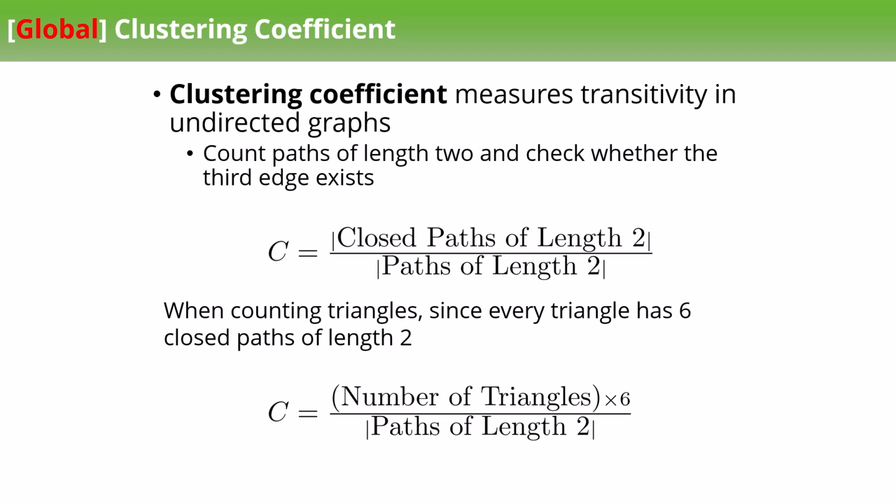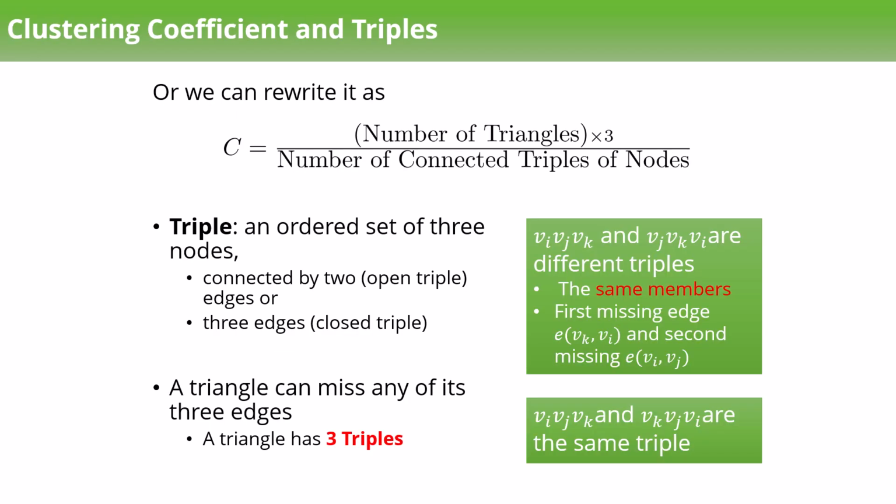So this is the formula for the clustering coefficient: number of triangles times 6 divided by the number of paths of length 2. Now let us introduce the term triple. A triple consists of three nodes. These three nodes can have two edges, called an open triple, or three edges, called a closed triple. A triangle is a closed triple.